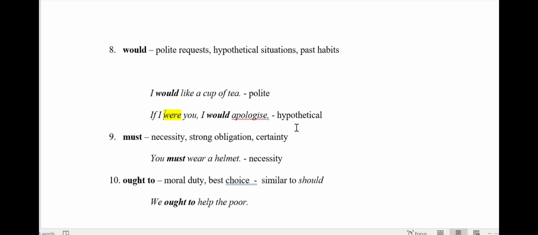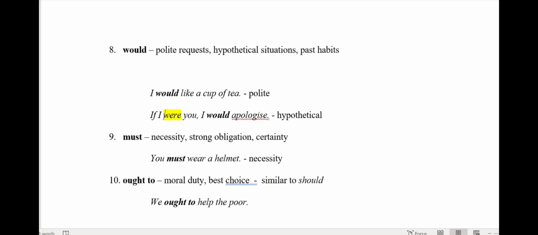Must is the next word. Must speaks about the necessity, something which is important, required. It also comes for strong obligation. Obligation is a demand, a sure requirement. So, a strong obligation and certainty. The example sentence: you must wear a helmet. So, that is a necessity. You must wear a helmet.